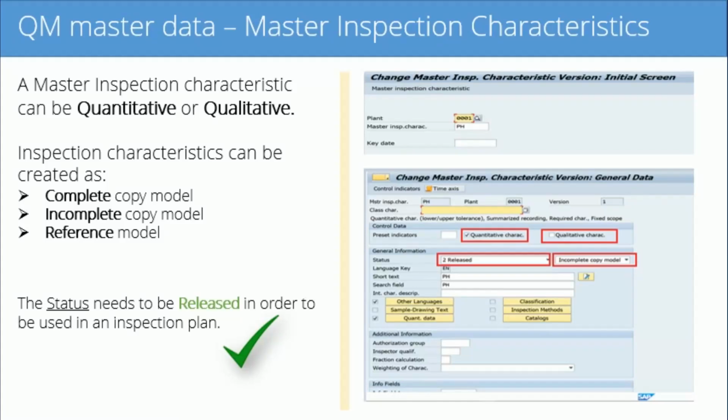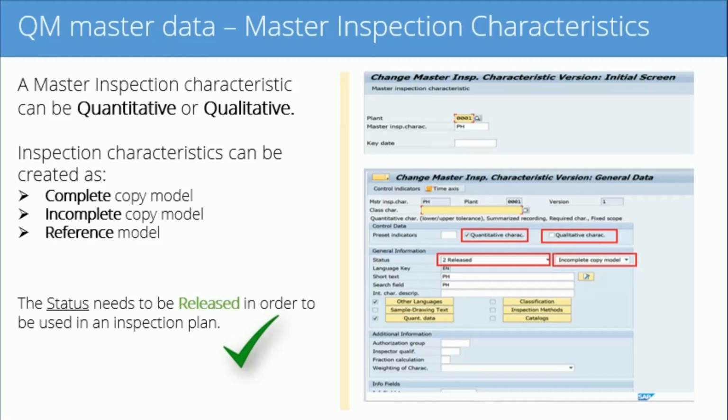In those cases, it is advisable to use a reference copy model of an MIC, because irrespective of where the MIC may be used, that is, multiple inspection plans, the specification value required for the characteristic remains constant. Hence, to ease master data maintenance, these MICs can be created as reference, and changes are done in the MIC itself, and changes will be reflected in the inspection plans to which it is assigned.